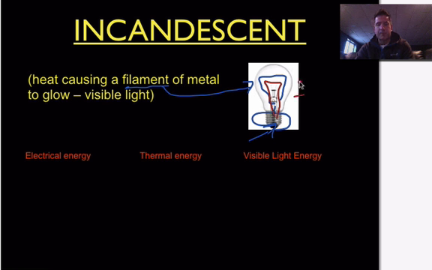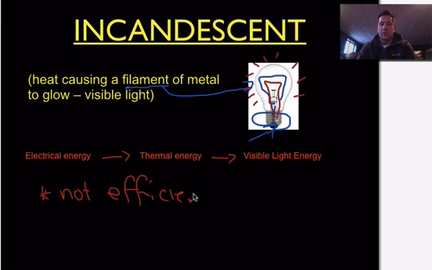Now when that happens, then it's going to emit visible light energy, because that filament is going to be extremely hot and produce that white light, and it's going to cause it to glow, but it needs electrical energy. So basically what happens is electrical energy is then converted into heat energy in the filament, which is going to be converted into visible light energy. Now the problem with these incandescent bulbs is they're not efficient, which means that they produce much less light than they do heat.